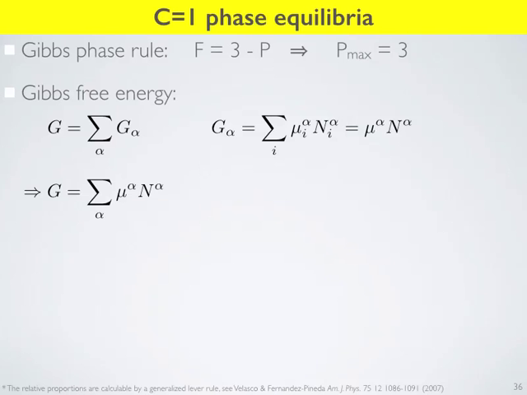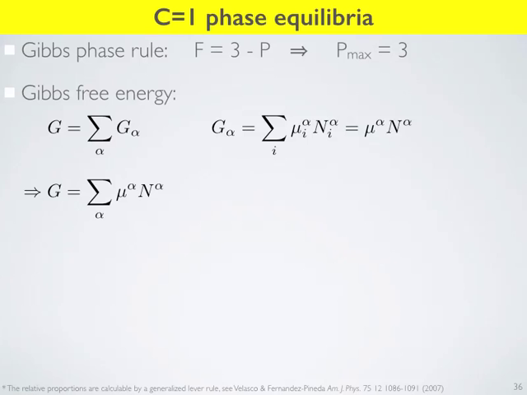And so we said if you have one component, Gibbs phase rule tells you you can have a maximum of three different phases coexist simultaneously. Of course, the system may have many more phases than that to pick from. If you're looking at water, it could be any one of the ices, liquid water, vapor, but at maximum three can coexist.